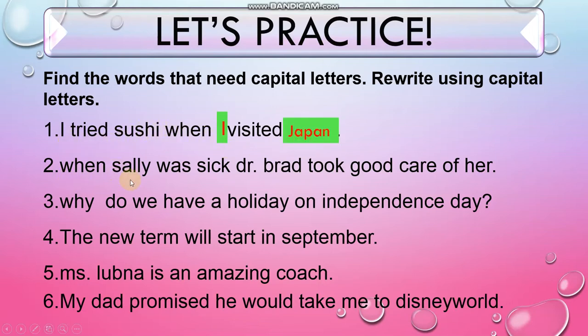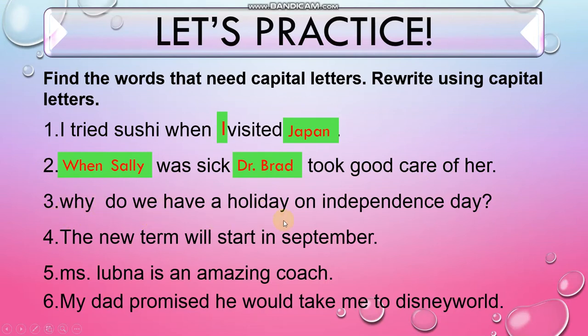Next sentence. When Sally was sick, Dr. Brad took good care of her. Now what's wrong with the sentence? Does it start right? No, it doesn't. It's supposed to start with a capital letter. So the W has to be capitalized. What about Sally? Should I be writing S in lowercase or uppercase? It should be capital. When Sally was sick, Dr. Brad. What about Dr. Brad? Remember, titles and names of people. So, Dr. Brad took good care of her. Good job. Now let's go on to number 3.